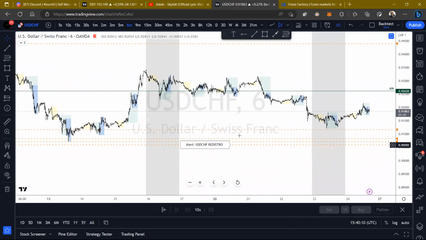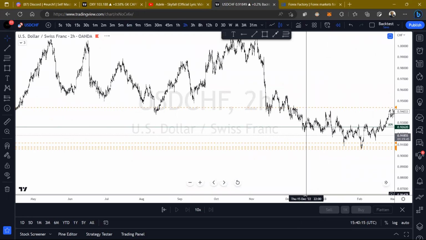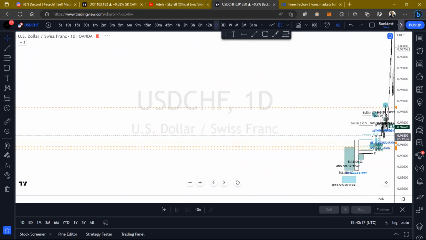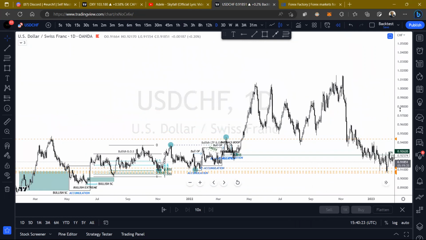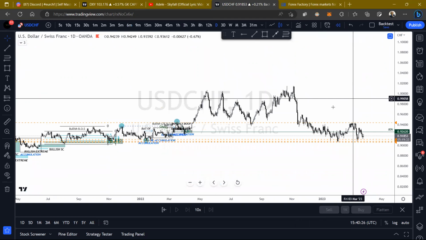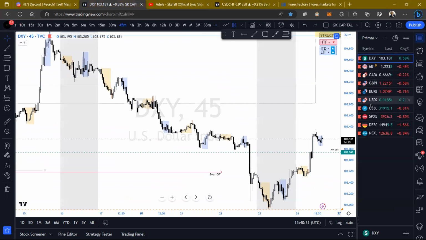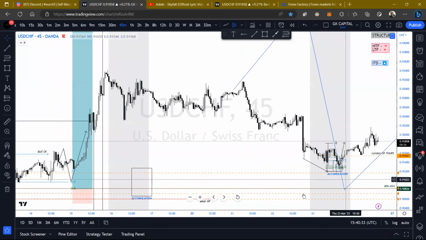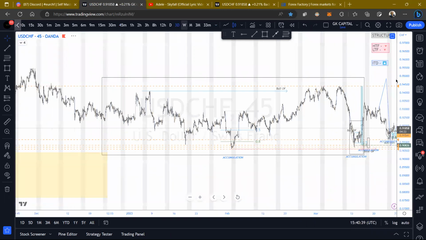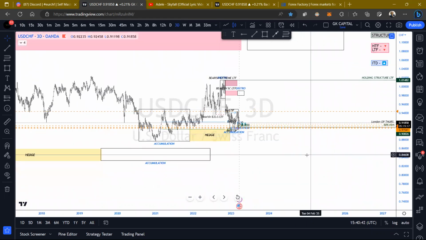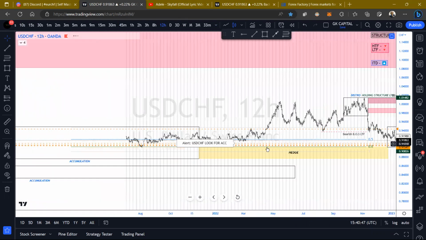Let me actually do this on this so I can explain it, and I'll go back over why I was looking at my point of interest. Okay, so here we're bearish times 2. We're bearish higher time frame and we're bearish lower time frame. But where we are at is we are inside this accumulation.